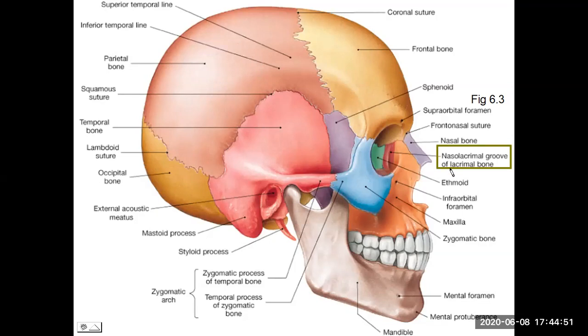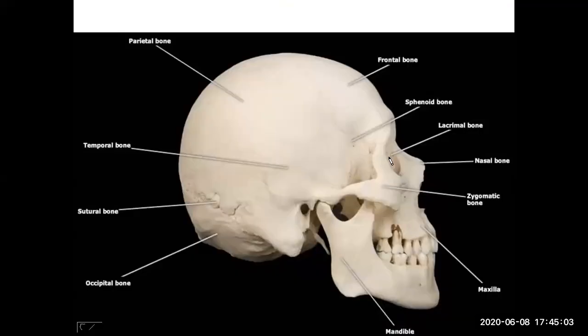Moving on to the lacrimal bone, and we have that detail, the nasolacrimal groove. We're just looking for the little notch right here. It's where our tear ducts are located. And we once again see the lacrimal bone, and I'll just highlight right where the groove is located. Nasolacrimal groove.